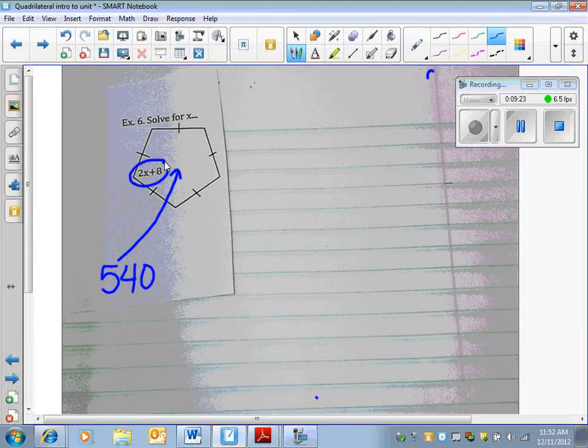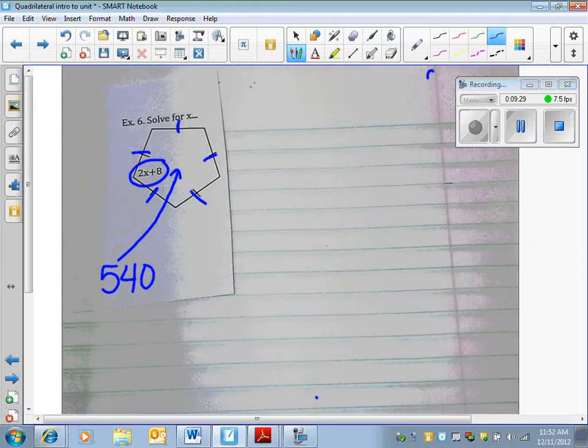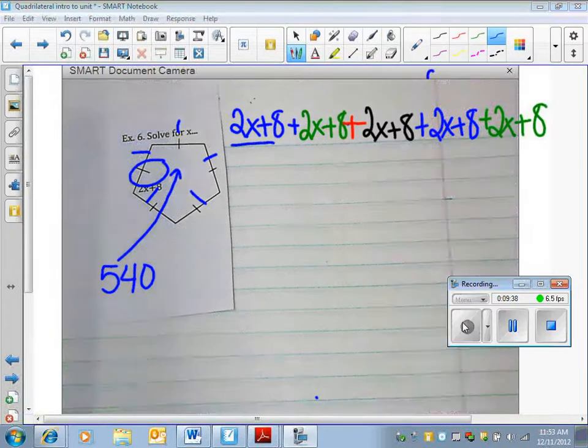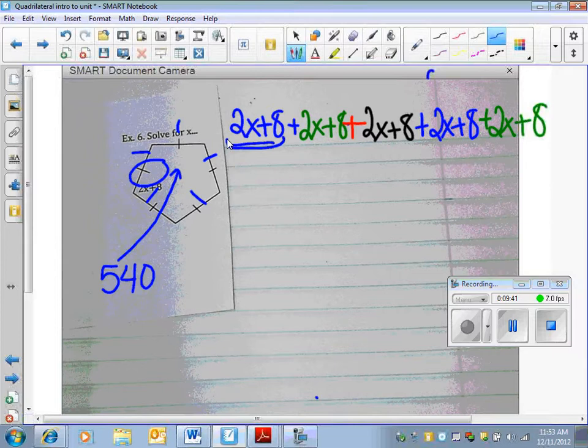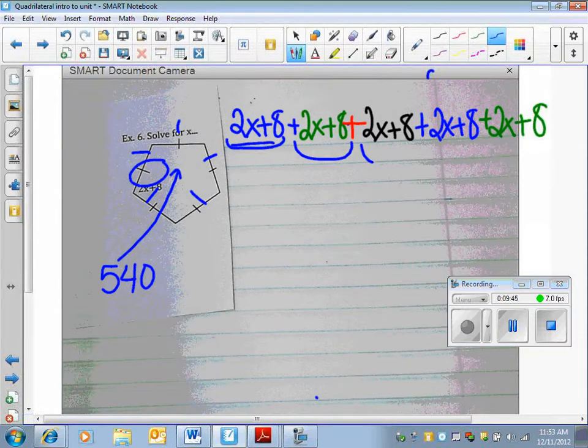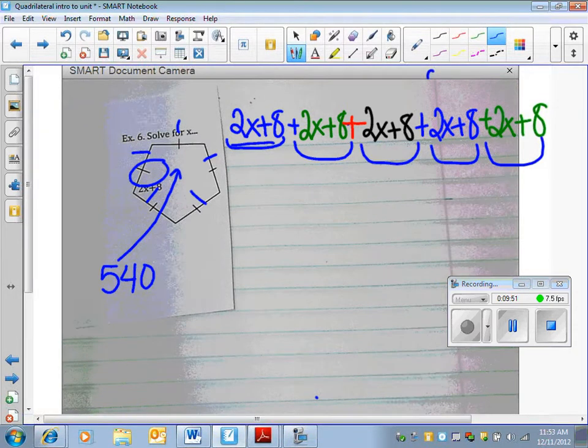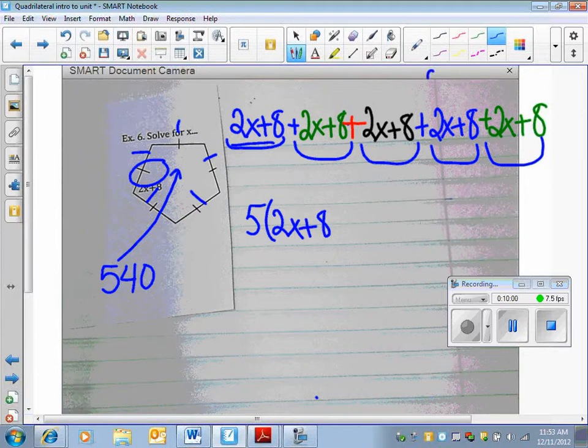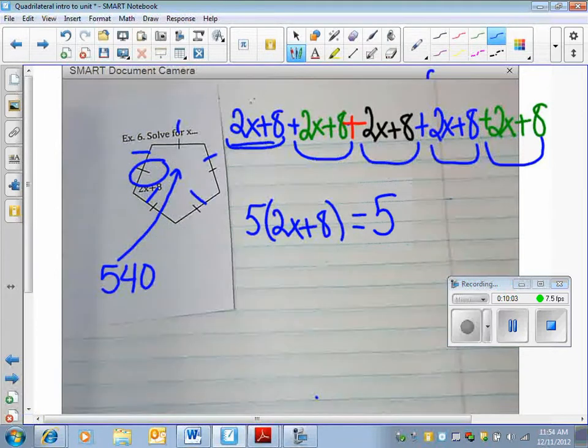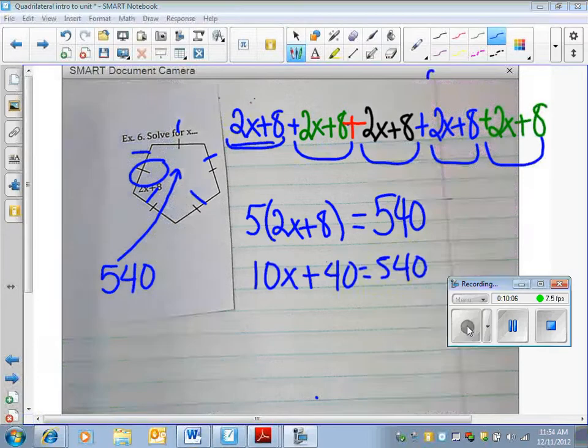But this goes back to a regular figure. I see that all sides are congruent. Therefore, all angles are congruent. So each angle is 2x plus 8. So if each angle is 2x plus 8, then this will represent one angle, 2x plus 8, another one, 2x plus 8, another one, 2x plus 8, another one, 2x plus 8, and another one, 2x plus 8, since it's 5 angles. Or I could write there are 5 angles that are 2x plus 8. And they all should total 540.